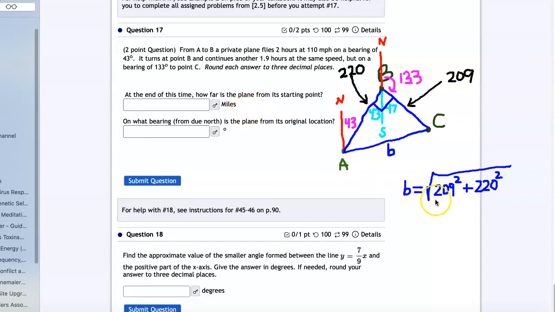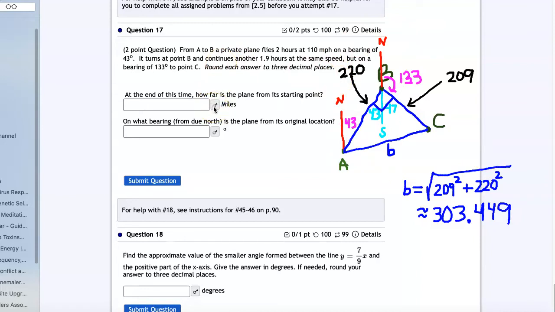And that is going to be approximately 303.449. And make sure that seems reasonable for this picture. Yes, 303 miles seems reasonable. I can't click on this button until I get out of draw mode. We'll find out if this is 303.449.